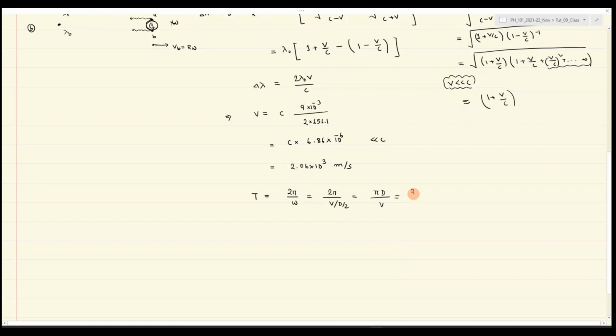So it will be 3.14. Diameter is given to us as 1.4 into 10 to the power 9 meter. Speed is 2.06 into 10 to the power 3 meter per second. This will be a very big number in seconds, so let us convert it into days. If we convert it, one day is 8.64 into 10 to the power 4 seconds, and this will give us approximately 25 days.